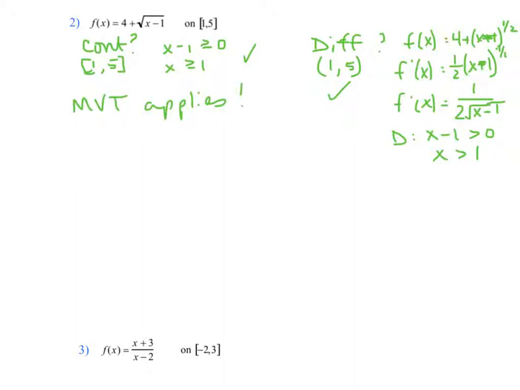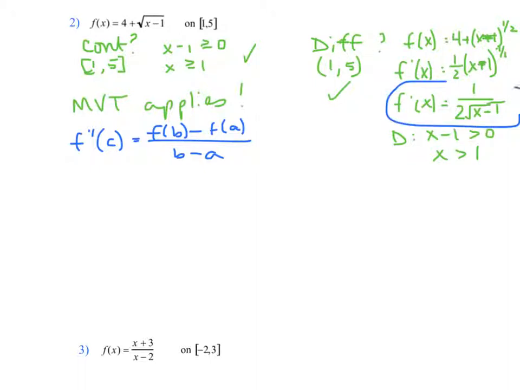Now we're going to go ahead and actually find the value of c that is guaranteed by the mean value theorem. So how do I do that? Well, I write down my formula. F prime of c is equal to f of b minus f of a, all over b minus a. You already found the derivative right here. You're going to take that but replace the x with a c.